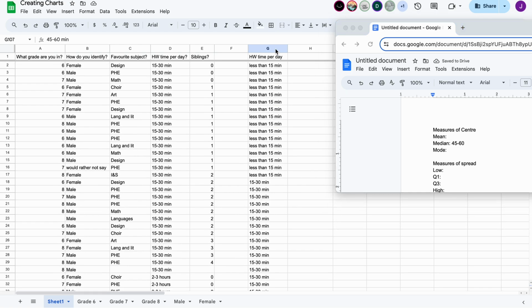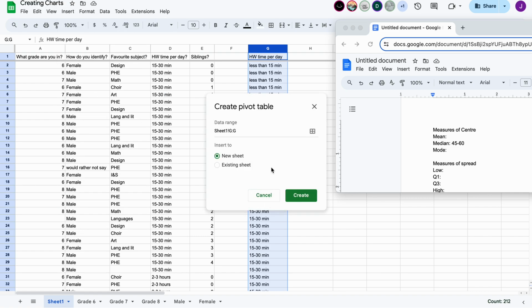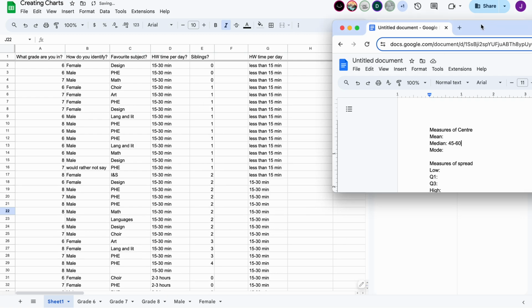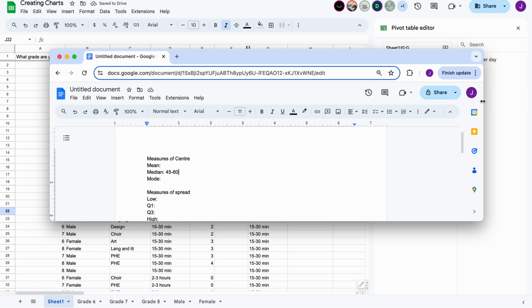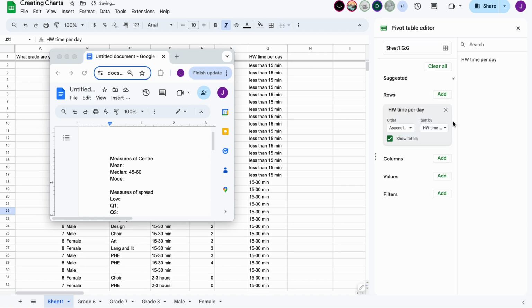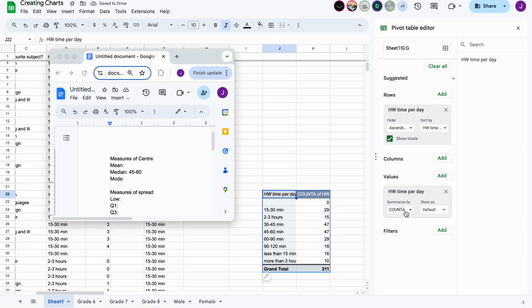For the mode, I'm going to select all my data and create a table, because that should do this a little bit faster for me. I'm going to say that I want my table created here. Create it, please. I'm going to move this out of the way for the moment. For my rows, I want the homework time per day, and my values are going to be homework time per day as well. And here it is. I can see it's counting the number of data. We want to keep it as count.